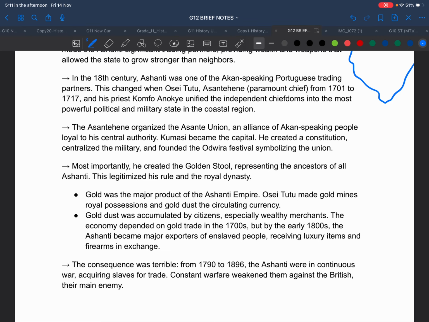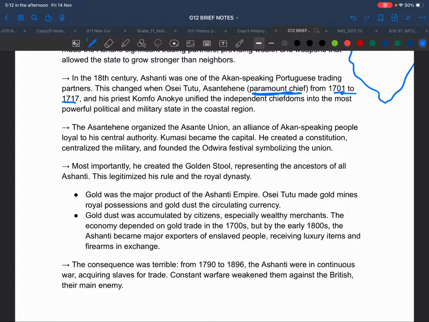This changed when Osei Tutu, the Ashanti paramount, notable chief from 1701 to 1717, and his priest Komfo Anokye, unified the independent chiefdoms into the most powerful political and military state in the coastal areas. The names are hard to catch, it might be difficult for you. Komfo Anokye, try to catch up.